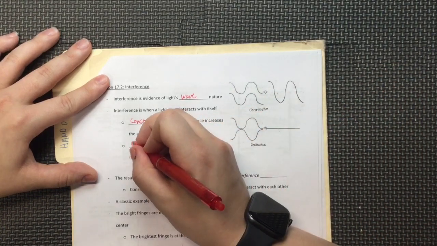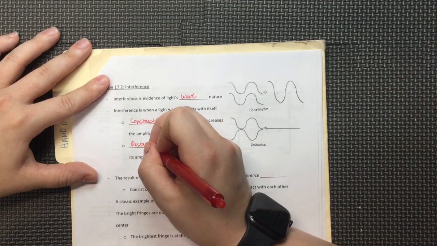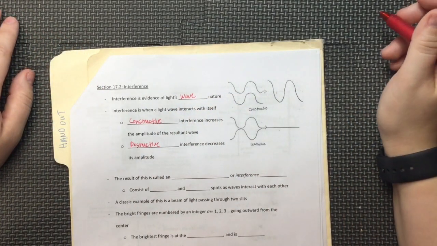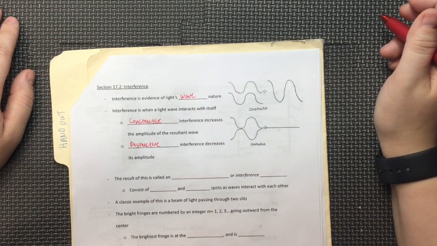Then there's a second called destructive interference. This decreases the amplitude. I should say that they don't have to be completely in phase with each other to be constructive or destructive. It's just the idea of whether or not the wavelengths add or subtract from each other.